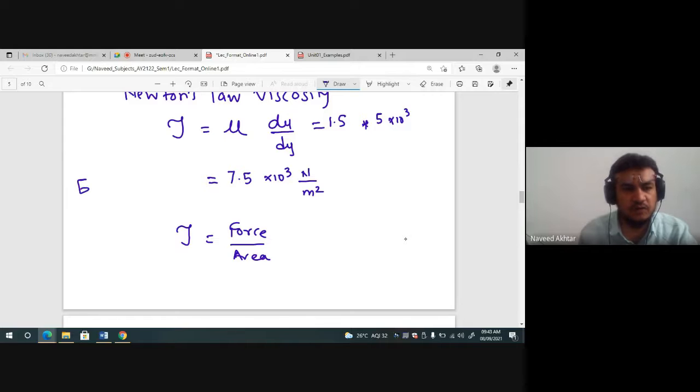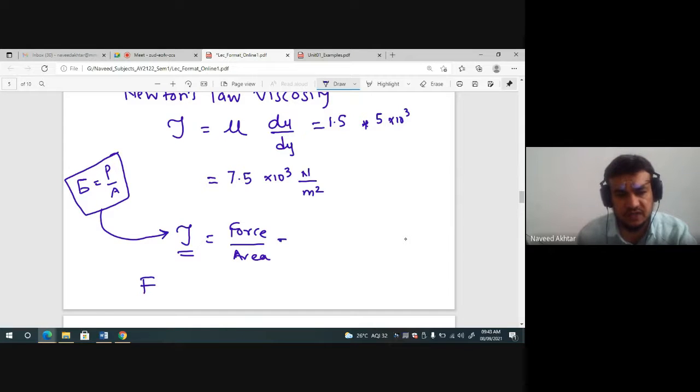We know the basic formula of stress, P upon A. Load upon area is nothing but the stress. So here shear stress is there. Shear stress we are denoting by tau, that is force upon area. And here we don't know the force, we have to calculate the force first. So force is equal to tau, that is shear stress, into area.